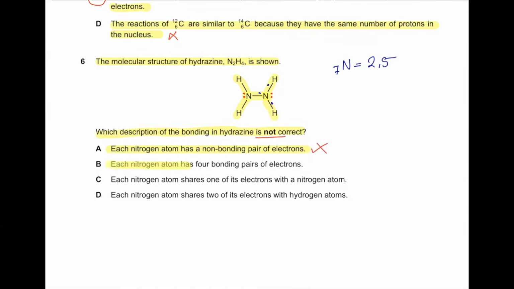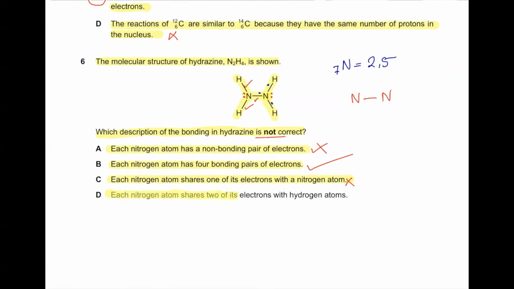Each nitrogen atom has 4 bonding pairs of electrons. Now we can definitely confirm that there is 1, 2, 3 bonding pairs of electrons. This is definitely not correct. And since our question wants the not correct one, this is our right answer. Let's see the other points. Each nitrogen atom shares one of its electrons with a nitrogen atom. We can definitely see each nitrogen in the hydrazine is bonded with another nitrogen. So that is a correct statement, so not the answer.